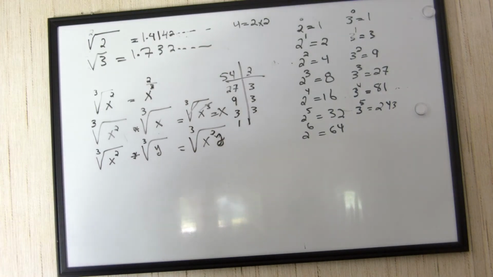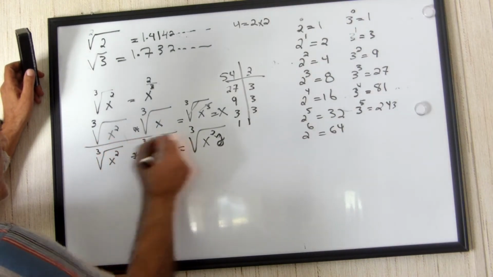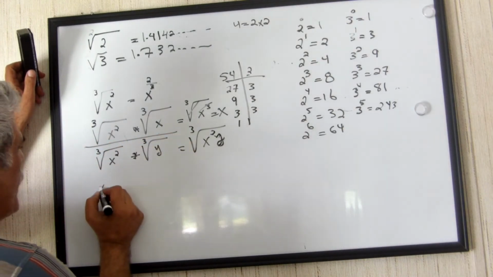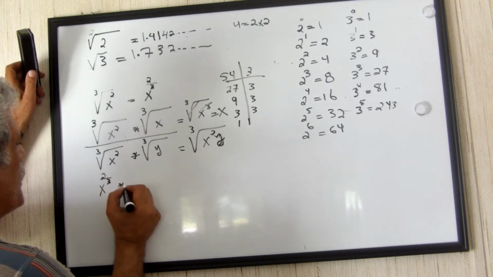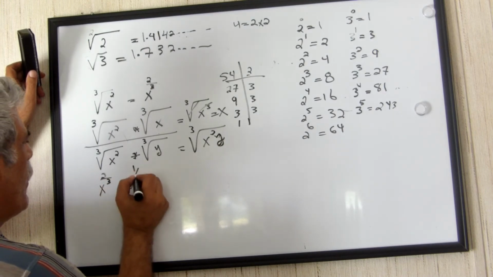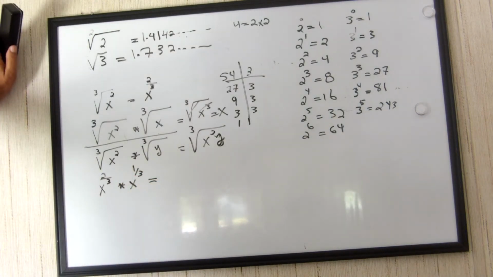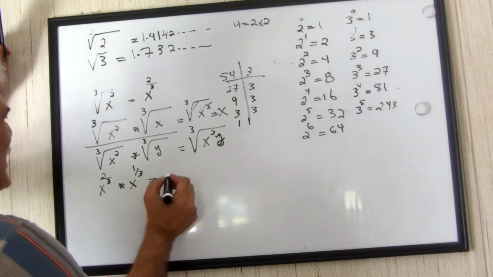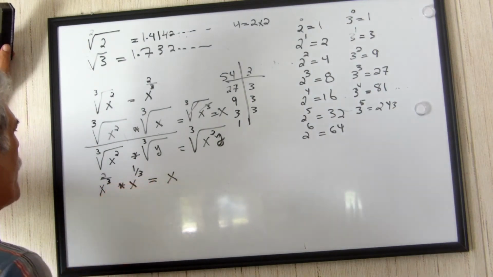So also, I want to talk about this a little bit more. If we can write x to the power of 2/3 times x to the power of 1/3, see what we talked about. If the base is the same, we write the base and then we add these exponents together, 2/3 plus 1/3.